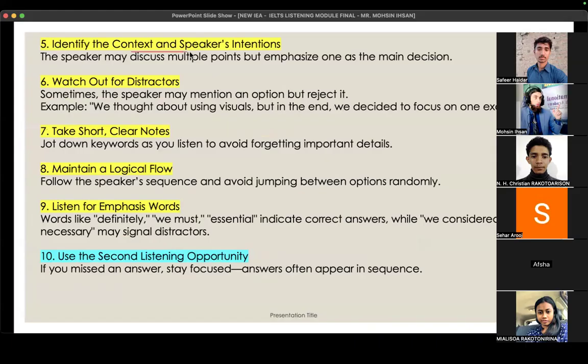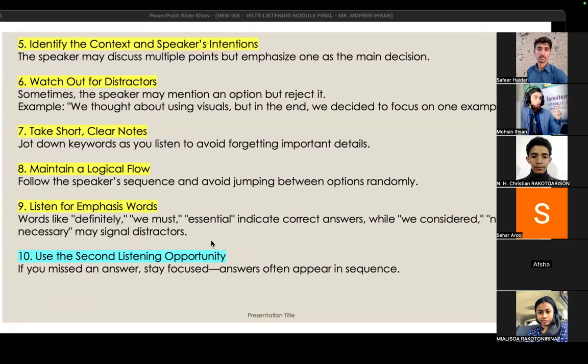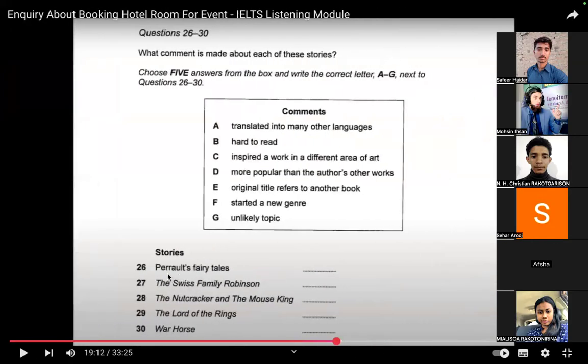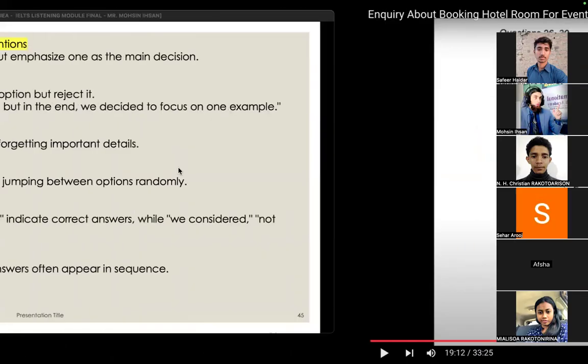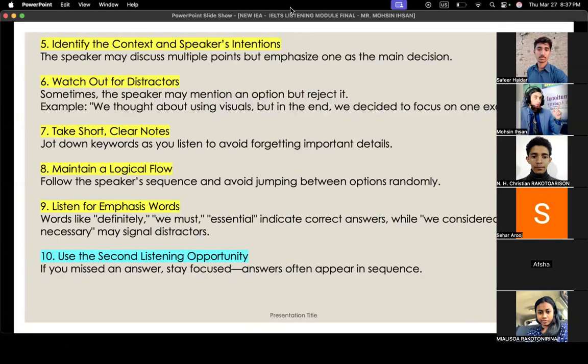Identify the context and speaker intention. Speaker intention, we have to clarify it. Like for each example or for each name, what was the speaker intention? Here, Perrault's fairy tales. Now, this is section number 3. Here we see 2, 3 persons talk with each other, students and tutor, definitely in most of the cases. So, what was their intention? Identify the context means the story and the speaker intention.